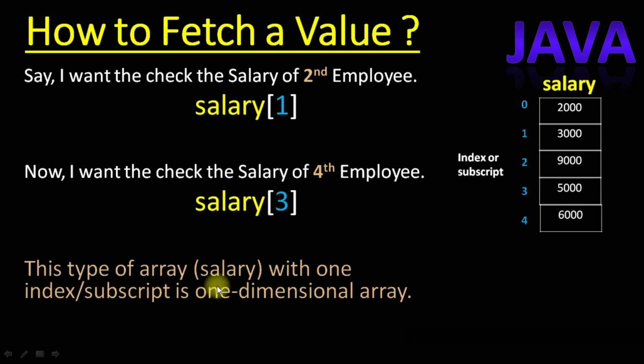Now you can see that in this type of array I am using a single index, index value 1 or index value 3. These are single indexes. If we use a single index in an array, this type of array is called a one dimensional array. You can see a single index for salary, its index is 1, its index is 3, but I am taking only a single index, so that's why it is called one dimensional.